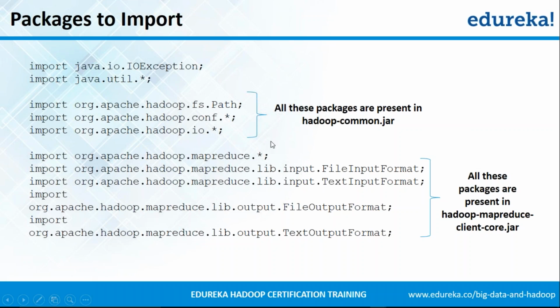Moving on, we have another set of packages that needs to be imported, which are present in Hadoop MapReduce client core jar. Okay, now both these jars are available in your Hadoop package itself. Okay, so what we are doing is we are importing text output format, which is a kind of output format. We are importing text input format that we saw in the input format list, right? So these are the list of packages that need to be imported for writing a MapReduce program.